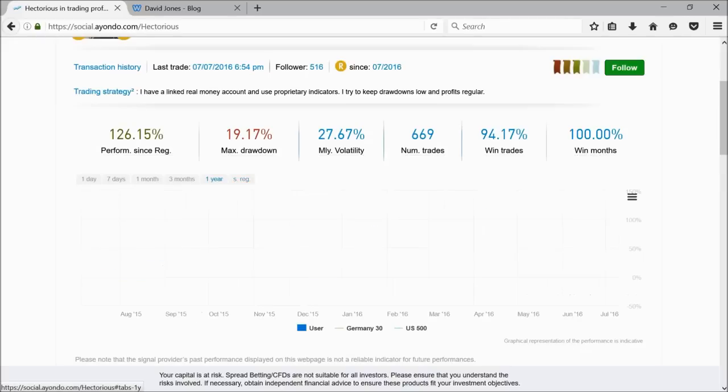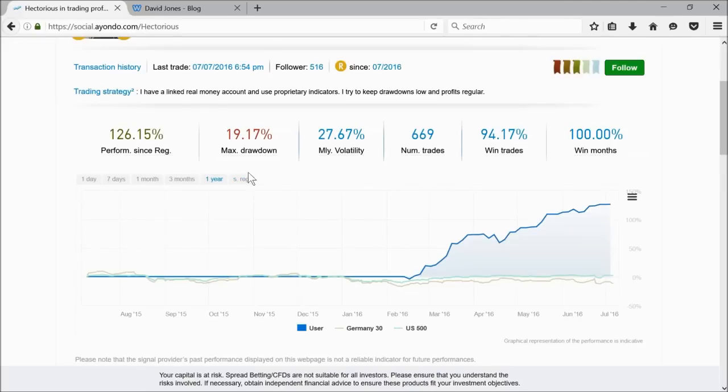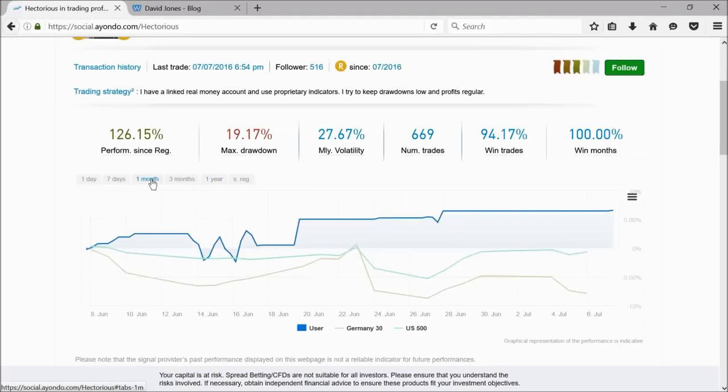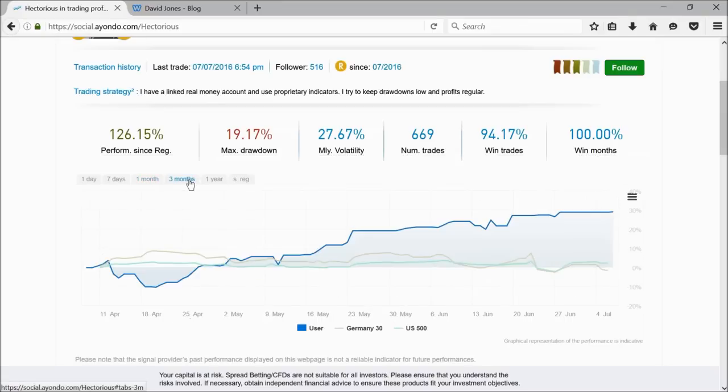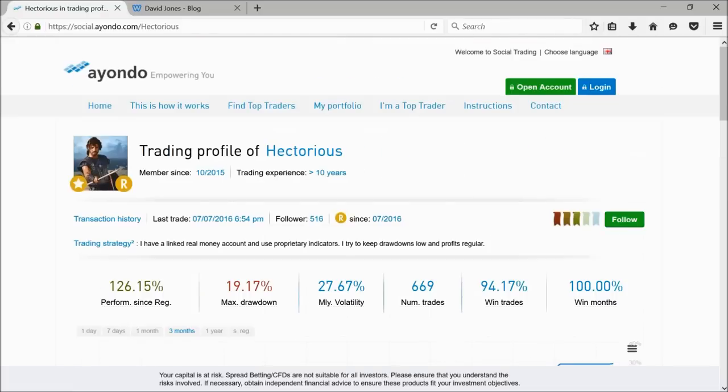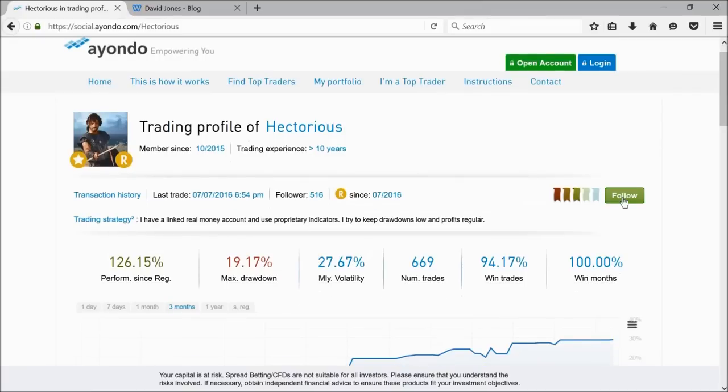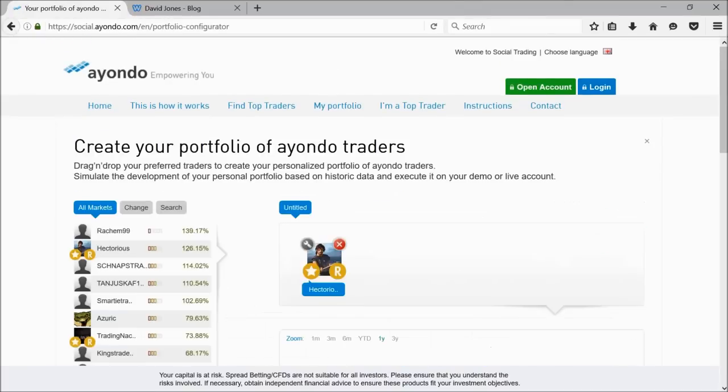If we do a year, I don't think we'll have a year's worth of data, will we? There we go. You can see it starts in February of this year. Over the last month, the return has been just over 5%, and then over the last 3 months, there we go, a 30% return there. So you can really drill down and see how well or how badly these people have been doing. So let's say, actually, I quite fancy following Hectorius's trades. He's got a reasonable track record. He's got quite a bit of volatility, but let's build him up. Let's follow this person.